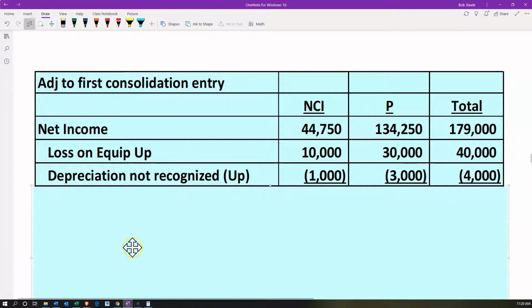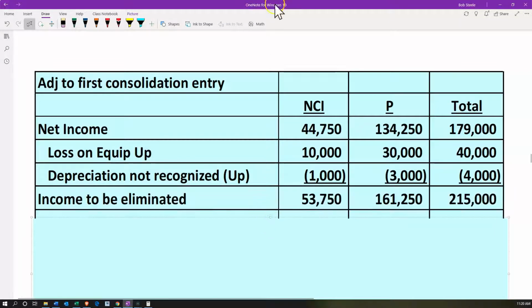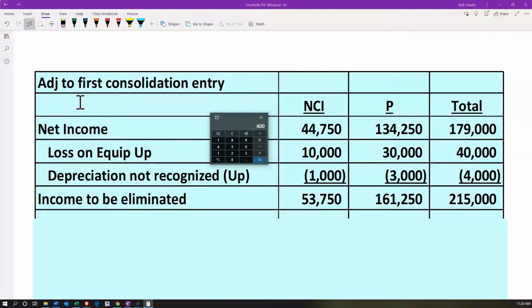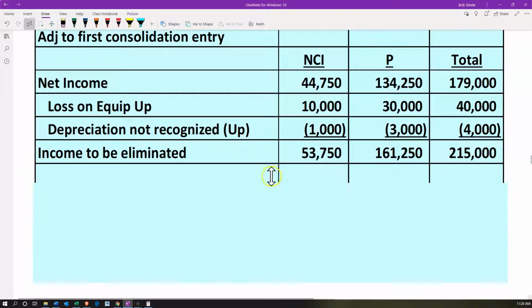So depreciation not recognized is the 4,000. So the 4,000 broken out 75, 25, 3,000, and 1,000. Then we've got the income to be eliminated here. So if we were to add this up, of course, we have the 179,000 plus the 40,000 minus the 4,000. There's the 215. We've got the 134,250 plus the 30 minus the 3. There's the 161,250. Then we're going to take a look at the balance sheet side of things.